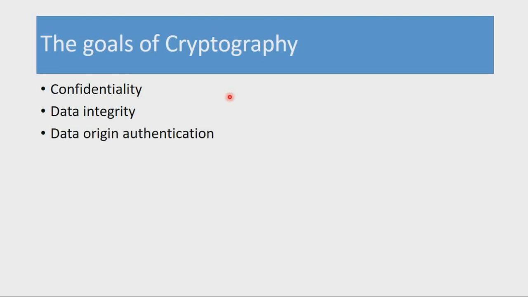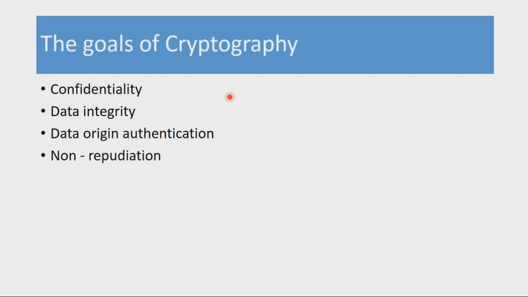And the third goal is data origin authentication. This simply means that if I get a message, I'll be able to prove that the message actually came from you. I'll be able to know the origin of the message, such that this message came from Bob or this message came from Alice. So cryptography helps ensure that there is a strong way to prove the origin of an actual message.